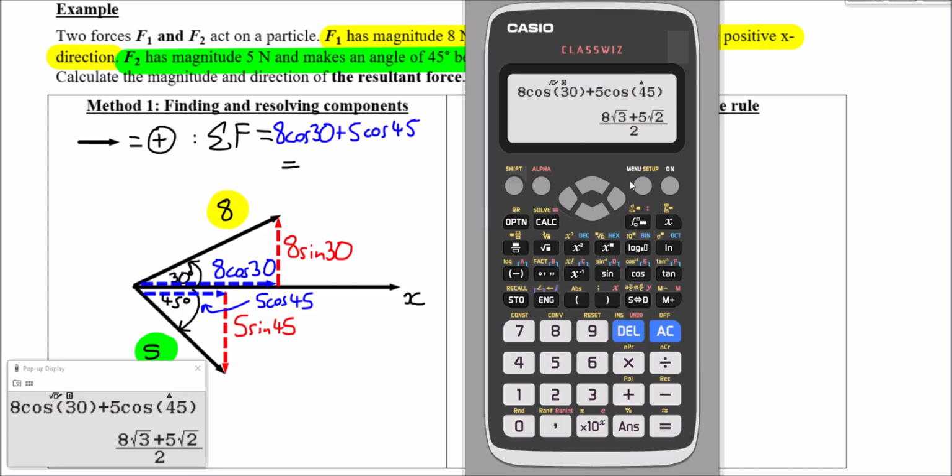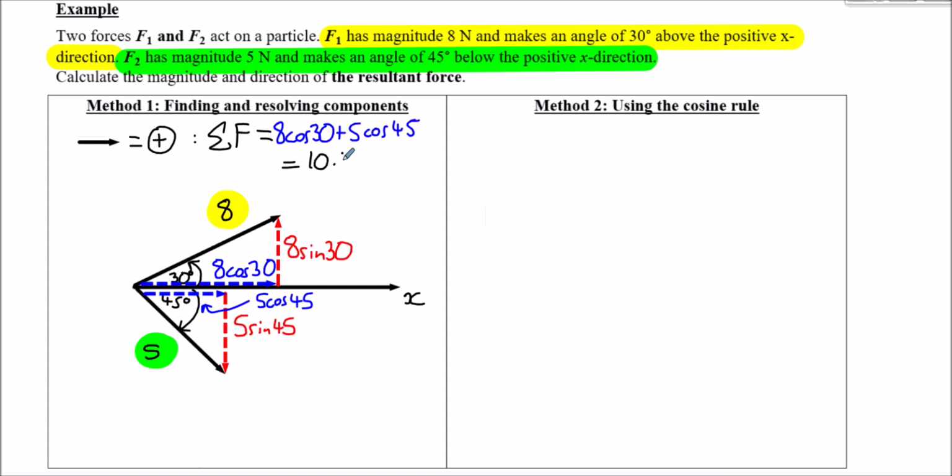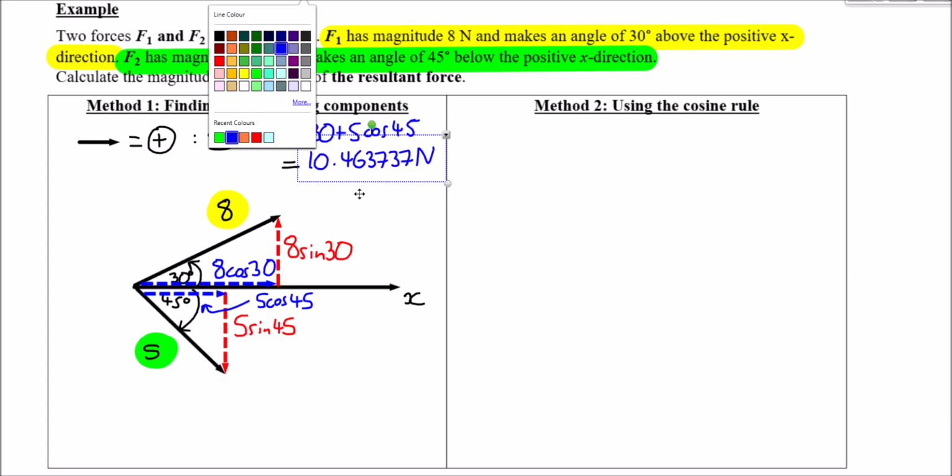So press equals. We get this horrible looking surd. We could, if we want to, get it into decimal form like so. This isn't our final answer, so don't round it too much. Normally answers, when we finally give the answer, are given to 3 significant figures, so if we are going to round it, give it to much more than 3 significant figures. Let's call it 10.463737. 10.463737 newtons. That's the total of the force which is going in a horizontal direction.